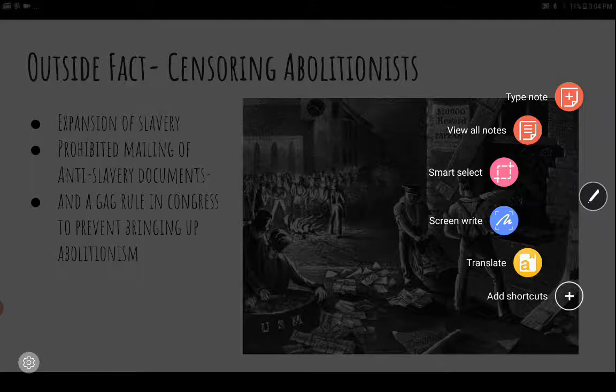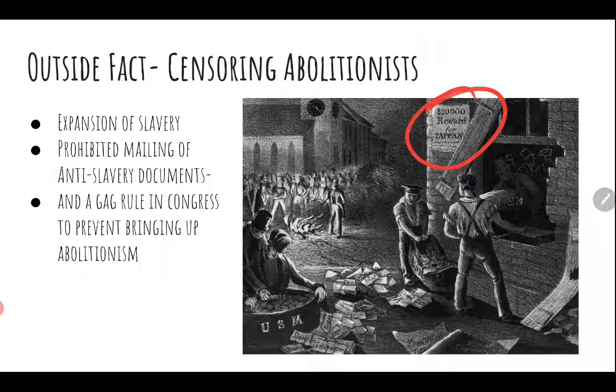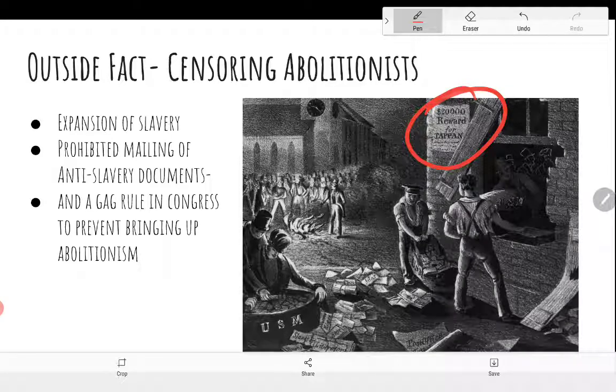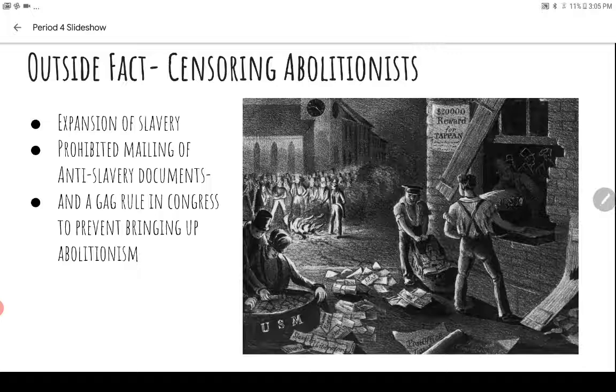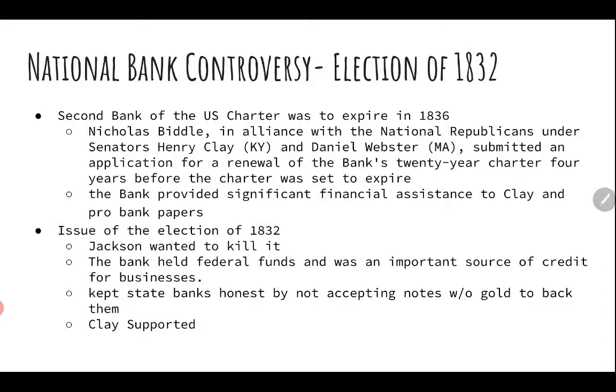If you look at this painting or picture, I don't know what it would be. Anyway, in the corner, you have a $2,000 reward for Tappan. Tappan is a famous abolitionist. And so these people break into the post office and burn the mail that was coming from these abolitionists. Now, that is technically against the law. But is Jackson going to go down there and stop these people? No. What he's going to do is prohibit abolitionists from sending things to the South. So while slavery is expanding, you also have to remember he is a slave owner. He is not doing anything to stop slavery.